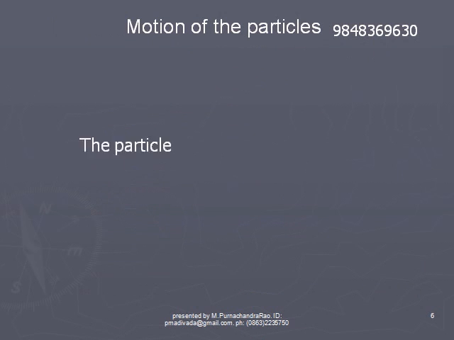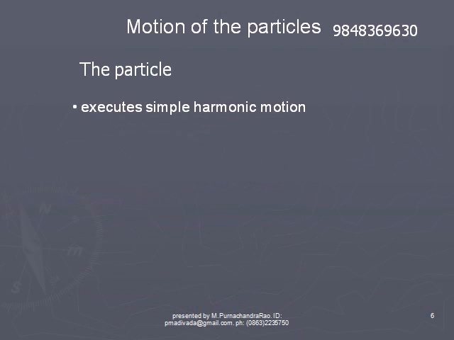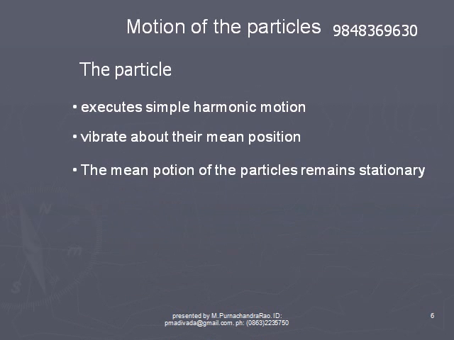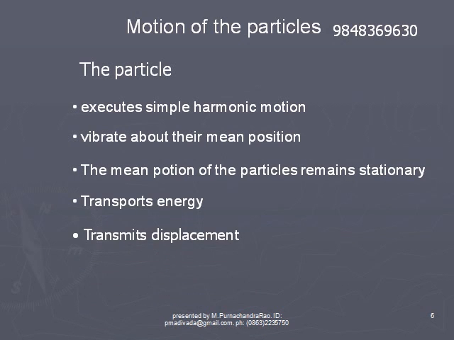When a wave is passing through a medium, what is the motion undergone by the particles of the medium? The particles of the medium execute simple harmonic motion. The simple harmonic motion takes place about a mean position, but that mean position remains constant. It is stationary. The mean position will not be transmitted, but only the particle vibration will be transmitted. So each particle transmits energy to its neighbor, and thereby the displacement will be transmitted. Like this, the energy will be transported in the medium. That propagation of the transmission of the displacement is called wave motion.